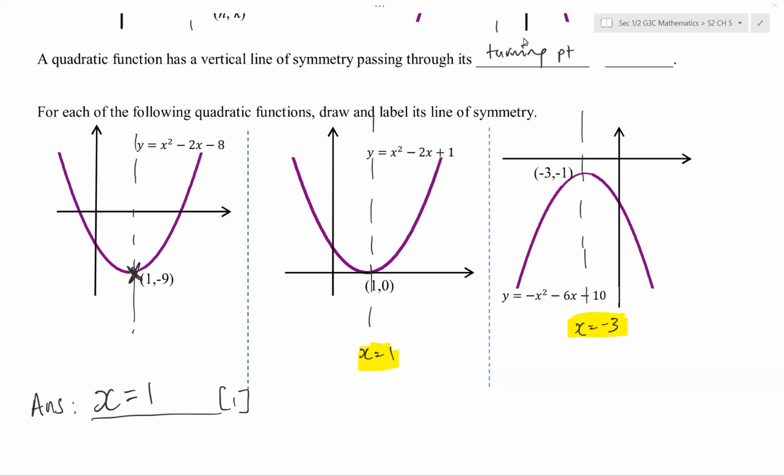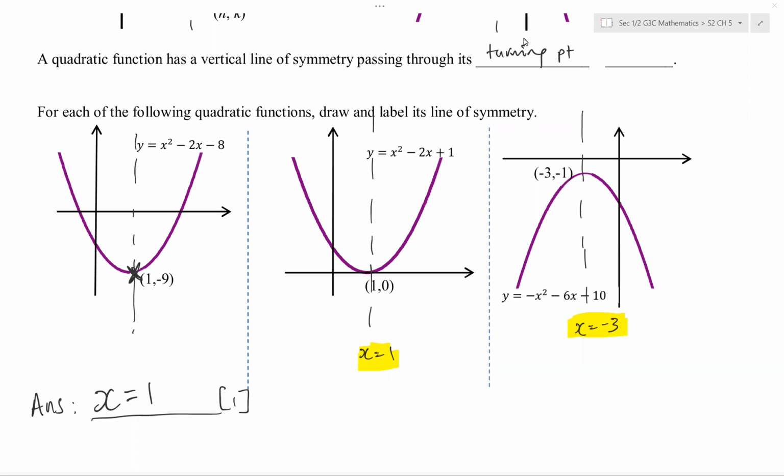When we talk about the equation of the line of symmetry, you must always remember to put x equals. Okay, we can tell based on the minimum point that the first graph has a value of 1. The x value is 1. That is insufficient for us to say that that is the line of symmetry. We need the entire equation, x equals 1.